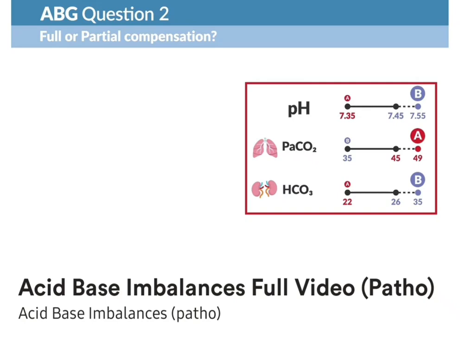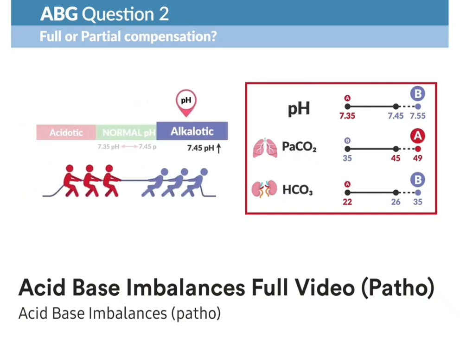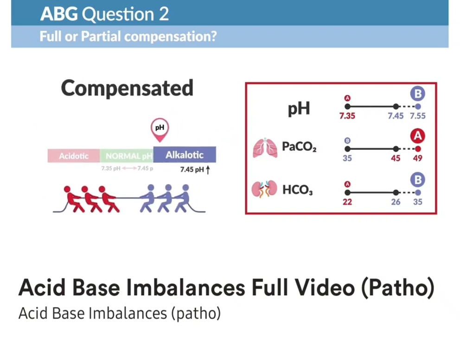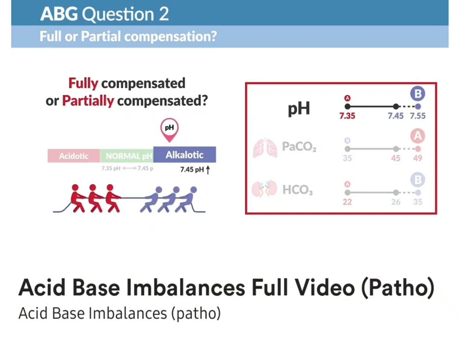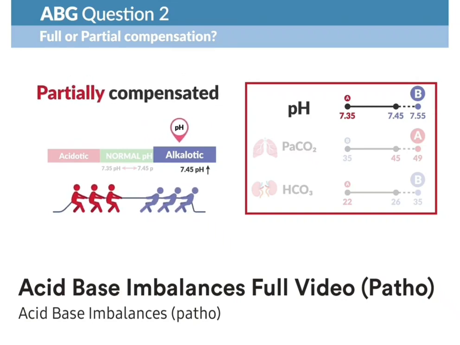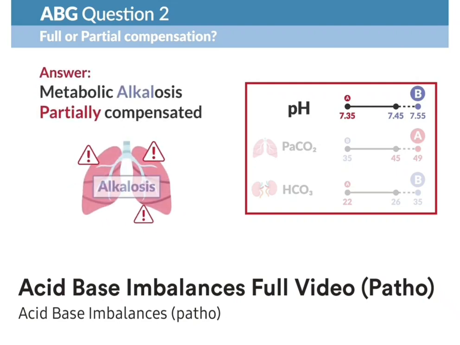Now for step 3, the compensation. Since CO2, that acid, is out of range, we know that the body is trying to pull us back into balance. So this means compensation. But again, is it partial or full compensation? So look at the pH. Remember, that's primary. So is it normal? So no, it's not normal. So it's not fully compensated since it's not fully normal. So we must conclude that it's partially compensated since the pH hasn't fully recovered yet. So the correct answer is metabolic alkalosis that is partially compensated.